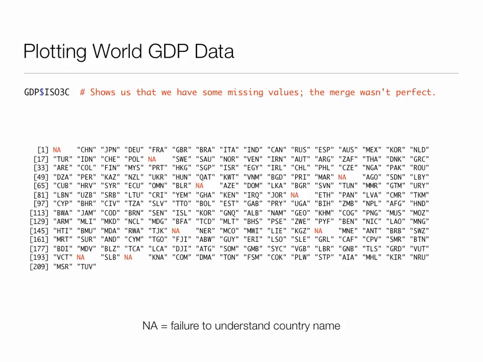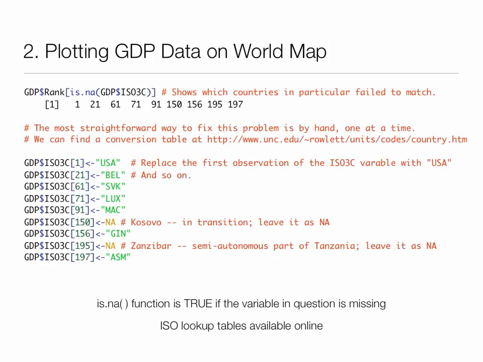Now, the most straightforward way to fix this is just to do it by hand. We're only looking at a handful of values, so I'm going to use a concise little command up at the top. We're going to look at the GDP rank of every country for which GDP$iso3c is equal to NA. And the way that we know that, inside the square brackets, is we use the command is.na(GDP$iso3c).